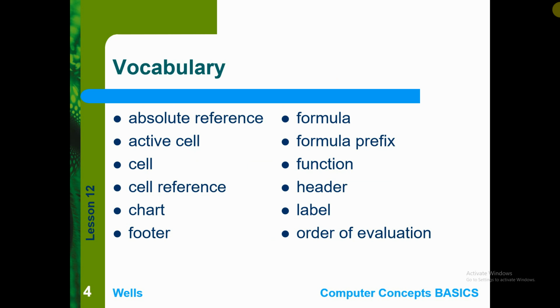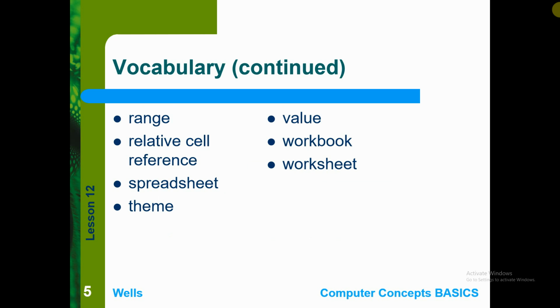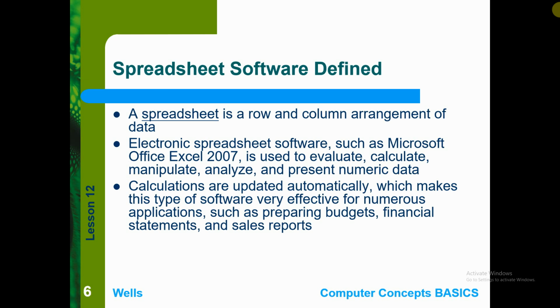So for vocabulary, a few of the terms: absolute reference, active cell reference, chart, footer, formula prefix, formulas, functions, header, label, order of evaluation. Also we'll have range, relative cell reference, spreadsheets, theme, value, workbook, and worksheet.